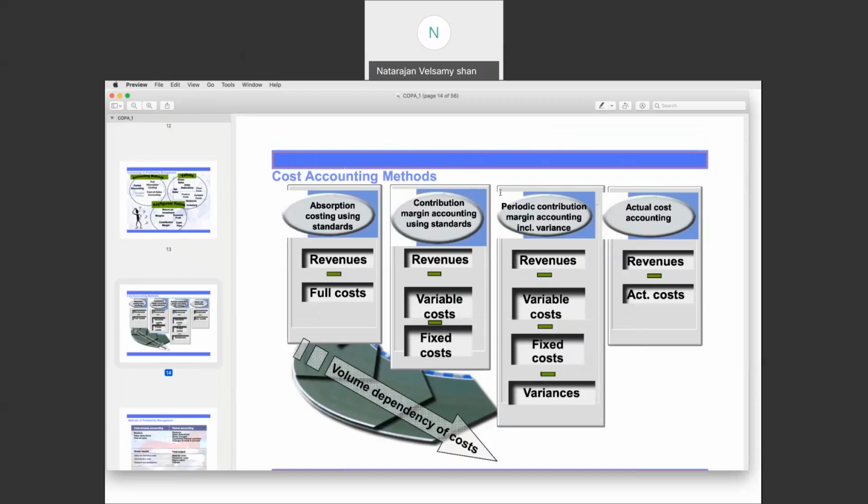Cost accounting methods: absorption costing using standards, revenue minus full cost. Absorption means it's a full cost absorption. Contribution margin will show the cost in variable and fixed cost. So contribution margin accounting using standards is revenues minus variable cost and fixed cost. Periodic contribution margin accounting including variances: revenue, variable cost, fixed cost, and variances. Here the variable costs are as per the standard. Then if any excess, it will be accounted as variances. Actual cost accounting is revenue minus actual cost.